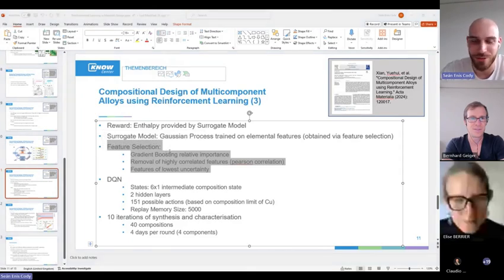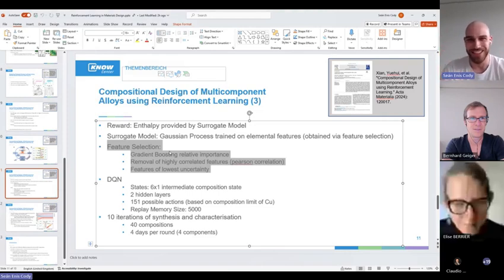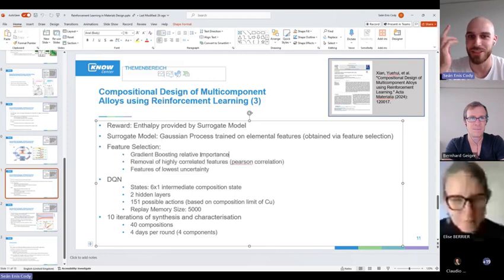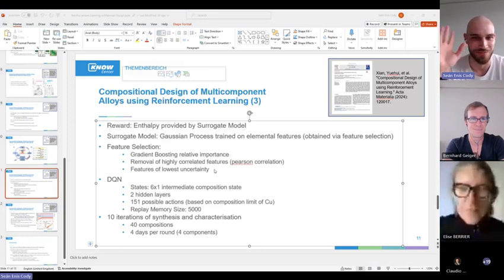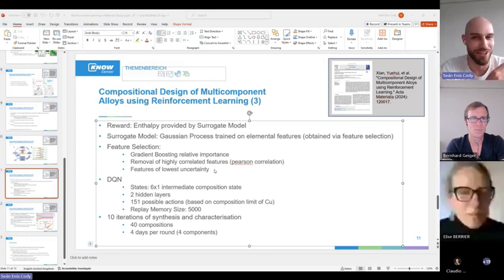I could look up real quick which features they chose. Since I'm not from the material science field, for me the main focus was how they did the feature selection. So from a data-centric view, which was using gradient boosting for the relative importance, the removal of highly correlated features, as well as the features of lowest uncertainty. However, if you want to know exactly which features, I would have to actually look at the paper. But maybe I can ask my colleague, Franz. He's already unmuting because he's the physicist.